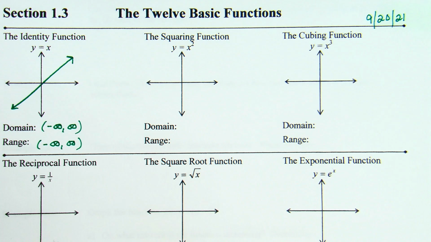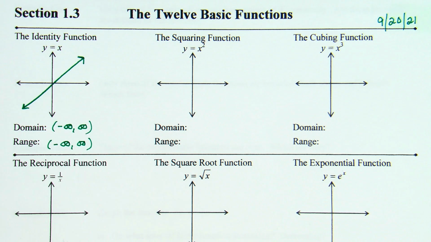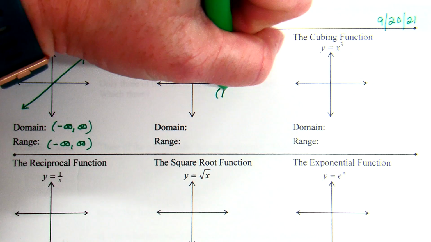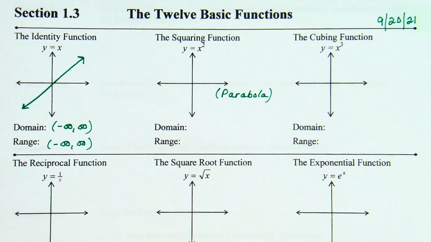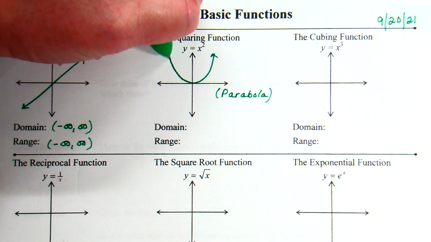Kind of a weird name for the next one, the squaring function. y equals x squared. What do you guys call this? Parabola, yes? This is a parabola. Now, obviously, there's lots of different parabolas, but the basic parabola is the U shape that goes through 0, 0. It has a vertex at 0, 0.